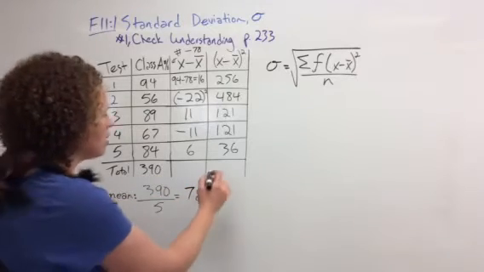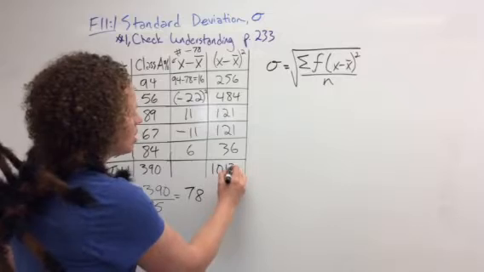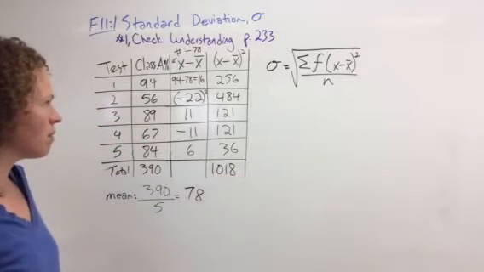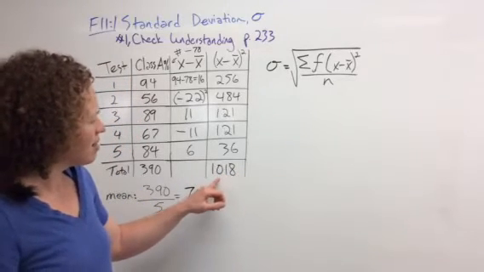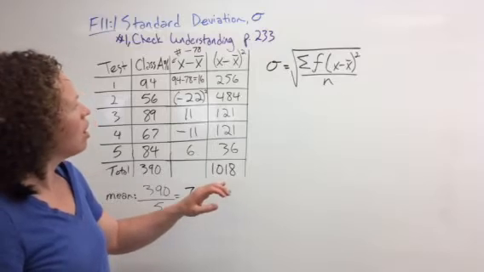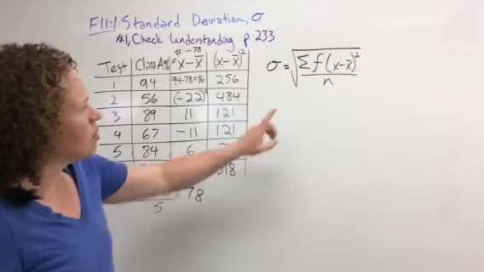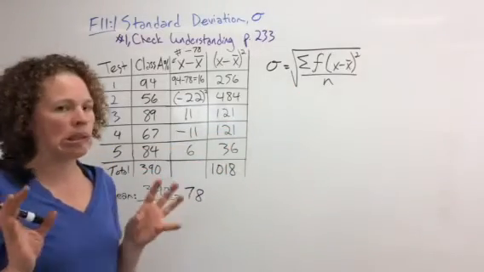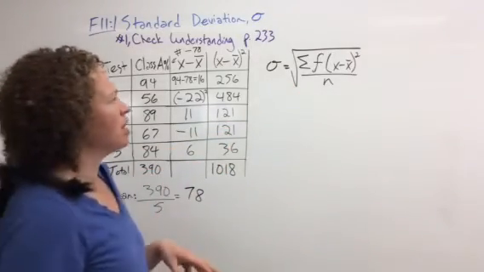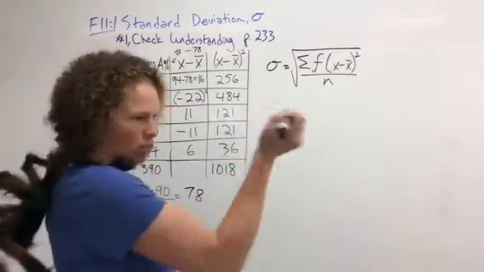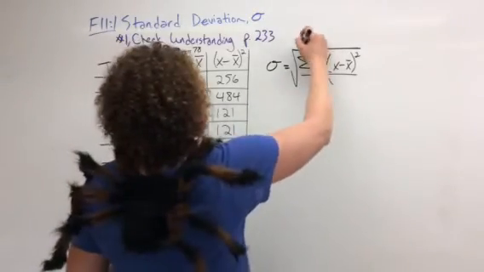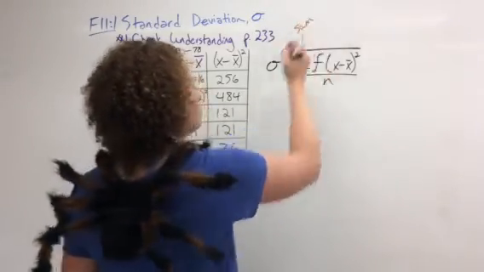So if I add all these numbers up, it turns out it's 1,018. So that is the sum of all of the deviations. When we look at this formula, it's a little freaky. It's got a bunch of symbols in it. This weird little wiggly E, this means the sum.